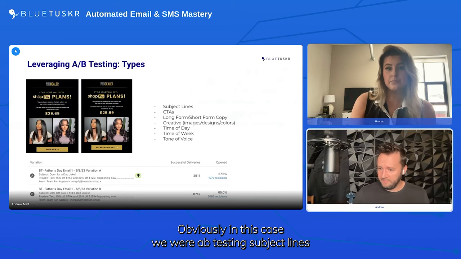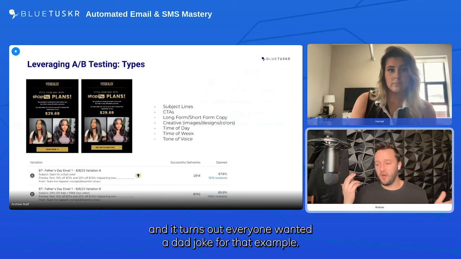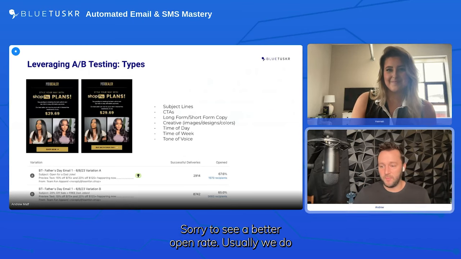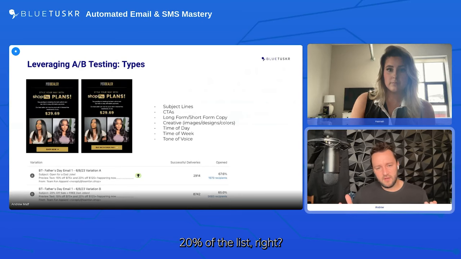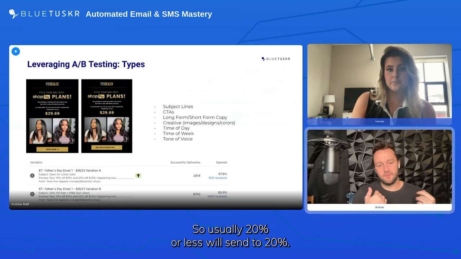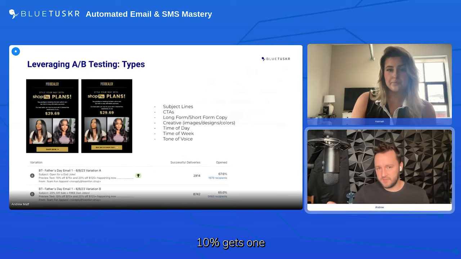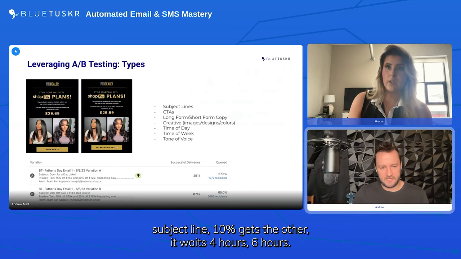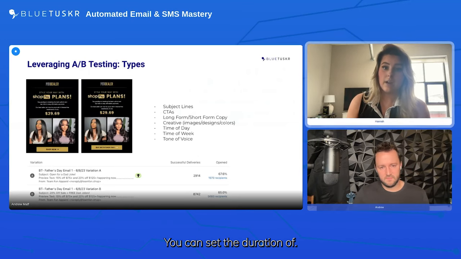one's working. Obviously, in this case, we were A/B testing subject lines and it turns out everyone wanted a dad joke for that example. So obviously that one started to see a better open rate. Usually we do 20% of the list. So it'll send to 20%. 10% gets one subject line, 10% gets the other. It waits 4 hours, 6 hours. You can set the duration.